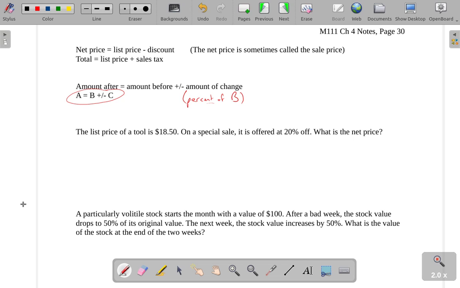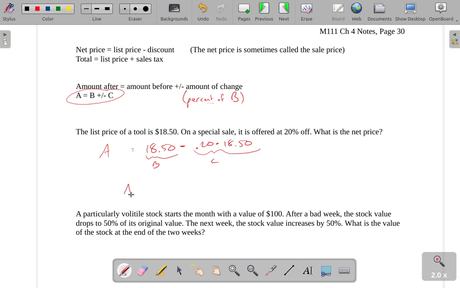All right, the list price of a tool is $18.50. On a special sale, it is offered at 20% off. What is the net price? So what we're saying here is that we'll take $18.50. This is a discount, so I'm going to say we're subtracting the amount of the change. And the amount of the change is going to be 20% of the original price. So this right here was the amount of the change. This is the amount before. And I'm doing this to figure out the amount after. This is my unknown. I'll just keep calling it A.